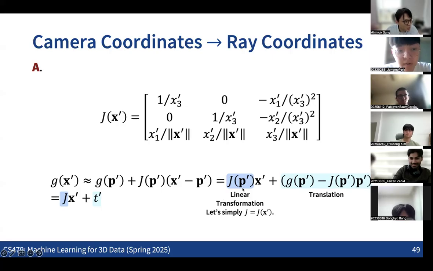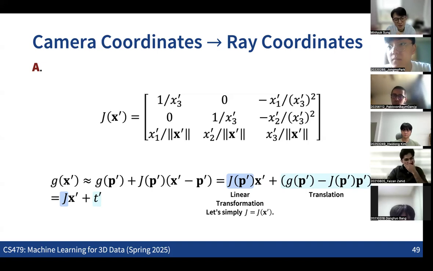Now we simplify the notation for the Jacobian as simply J here. And then the translation part can be calculated in this way. This means that when you approximate the projective transformation with a linear function, the Gaussian kernel defined in the camera coordinates will also be seen as another Gaussian kernel in the ray coordinates, right? Exactly, the Gaussian kernel in the camera coordinates will not be Gaussian in the ray coordinate system, but if we do a linear approximation for the projection, then we can treat the Gaussian as remaining a Gaussian after the transformation.